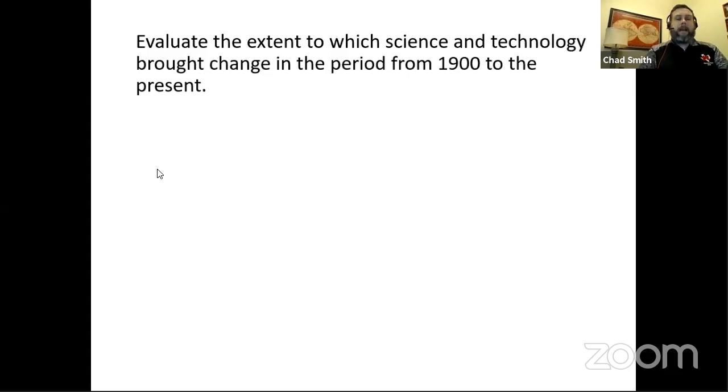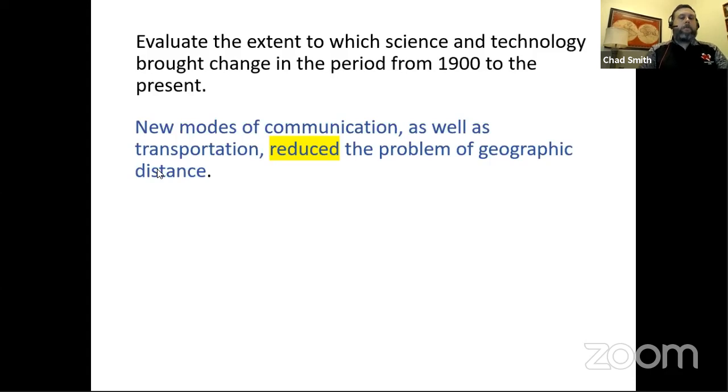So let's take our brainstorming ideas and turn them into claims responding to the prompt. Let's make some arguments. New modes of communication, as well as transportation, reduced the problem of geographic distance. If I write this sentence as my topic sentence in a paragraph, I can then go about describing planes and automobiles and cell phones and the internet and Zoom and YouTube Live and all of those things as evidence supporting this claim. But notice that it's important that there's a change word in the claim. The word reduced is an important word because that is a direct response to the prompt.